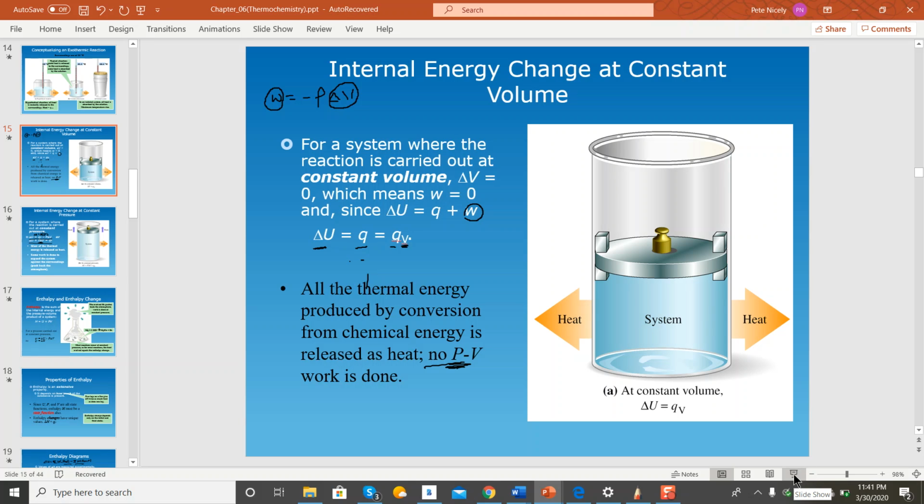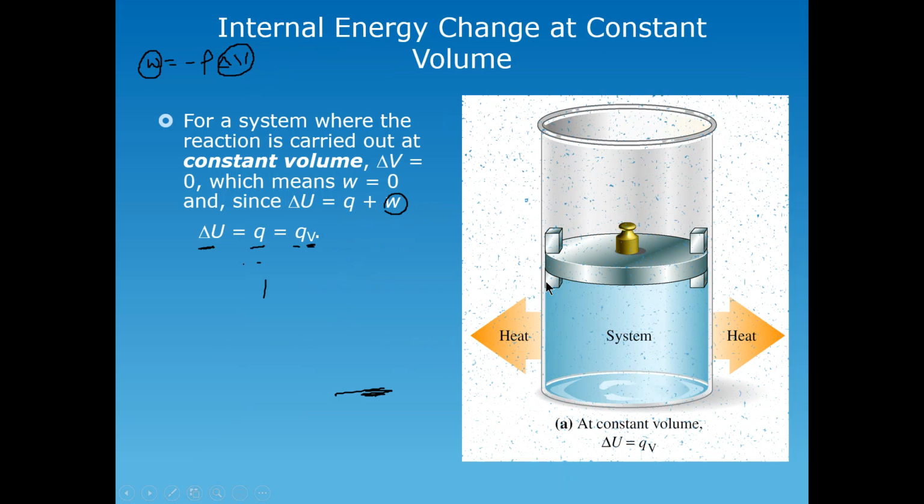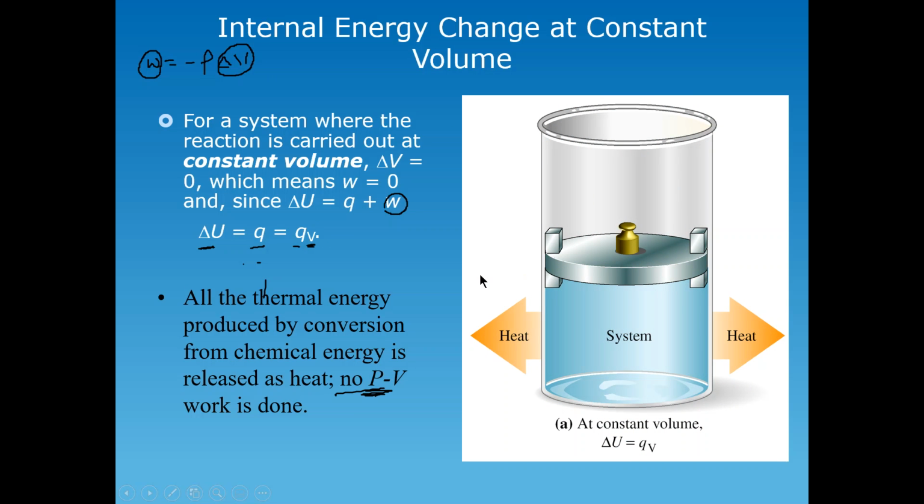Okay, so now we're going to look at how internal energy changes under different conditions. Basically, we'll be looking at some mathematical equations that are involved. Now, remember we said that according to the first law of thermodynamics, delta U, the change in internal energy, is equal to the heat change or the heat absorbed plus the work done on the system. So that's given by this equation right here.